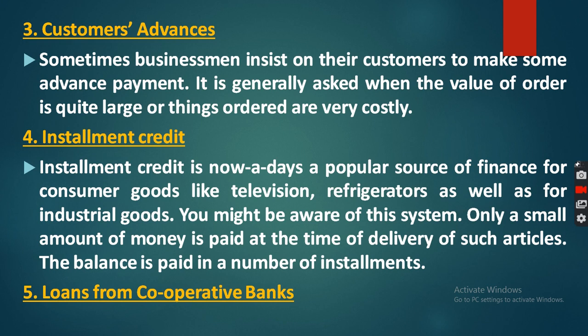Clear? When you book a car, book a flat, at that time you have to pay a certain amount in advance. Clear? So that will be considered as working capital, cash on hand for the company or businessman. Then installment credit means at the time of delivery you have to pay a small amount, and the remaining balance you have to pay in terms of installments. Then loan, you have to take borrowed money from the cooperative banks whenever you have a need of money for a shorter period of time.